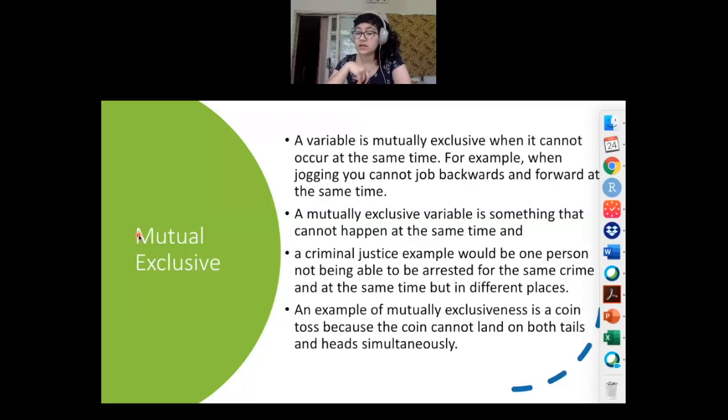So you can't be in two places at once. You can be arrested for multiple crimes, right, at different times in different places, but you can't be arrested for multiple crimes at the same time in different places, because you can't be in two places at once, right? Another example is a coin toss, because the coin cannot land on both tails and heads simultaneously. Yes, and a coin toss is really helpful for understanding binary variables, yes/no variables, present, not present. And so think about that metaphor when you are analyzing those types of variables.